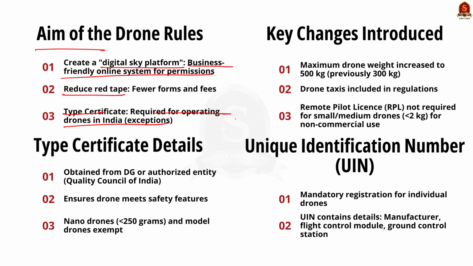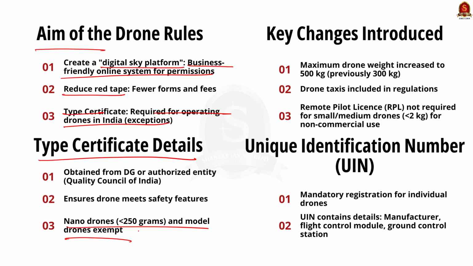Know that the type certificate can be obtained from Director General, that is DG, or any entity authorized by DG on the recommendation of the Quality Council of India or an authorized testing entity to operate the drone. The drone needs to comply with certain mandatory safety features mentioned in the rules to obtain this certificate. Also, the nano and the model drones that are made for research or recreational purposes are exempted from this type of certification. Here, nano drones mean the drones that are less than or equal to 250 grams.